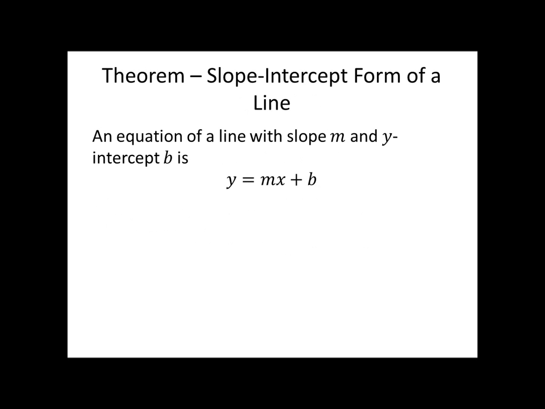What we usually leave the line equation in is the slope-intercept form. Again, you should be familiar with this. This is just a refresher. The slope-intercept form is y equals mx plus b. M is the slope and b is the y-intercept.